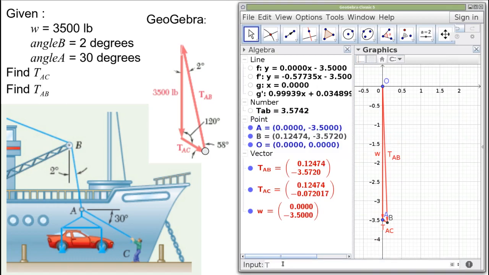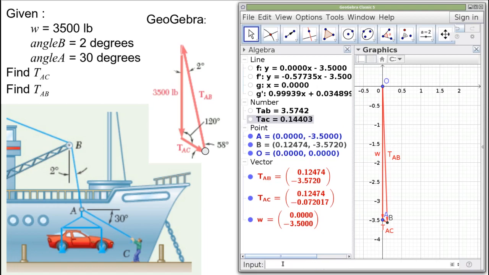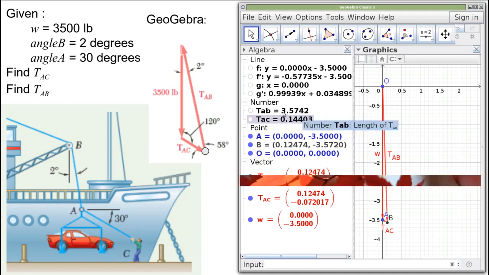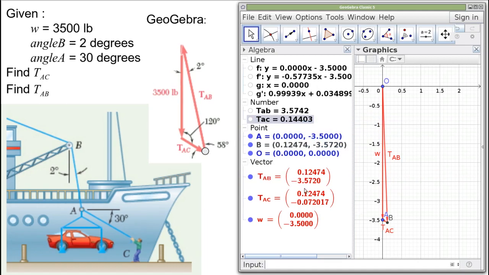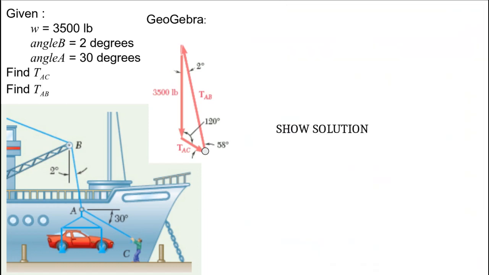And likewise, I'll do TAC equals length of T sub AC. So those are my answers. Again, this is in kips instead of pounds. And this is a geometric view of the problem. Okay, moving on.